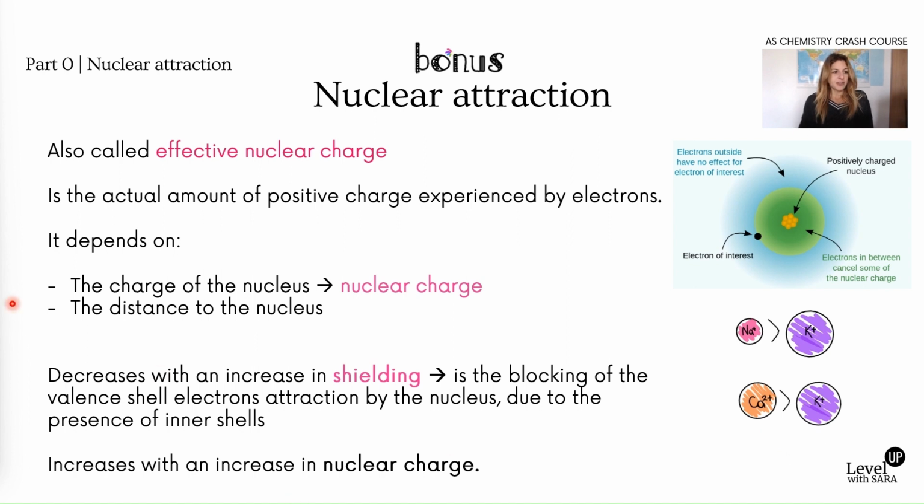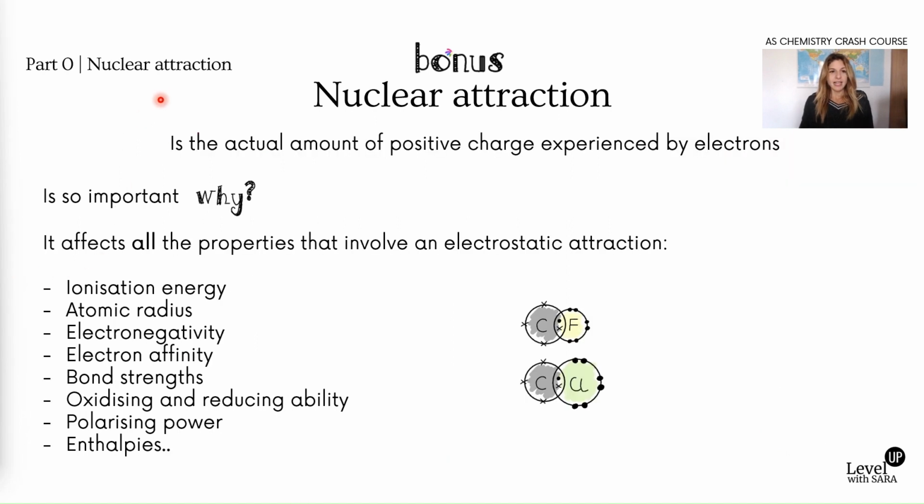So the nuclear attraction is very important because it affects all of the properties that involve any type of electrostatic attraction: ionization energy, atomic radius, electronegativity, affinity, bond strength, oxidizing and reducing ability. So many. Always think of it whenever there is an electrostatic attraction. Let's look at the trends, and then maybe I will explain some of this more specifically.